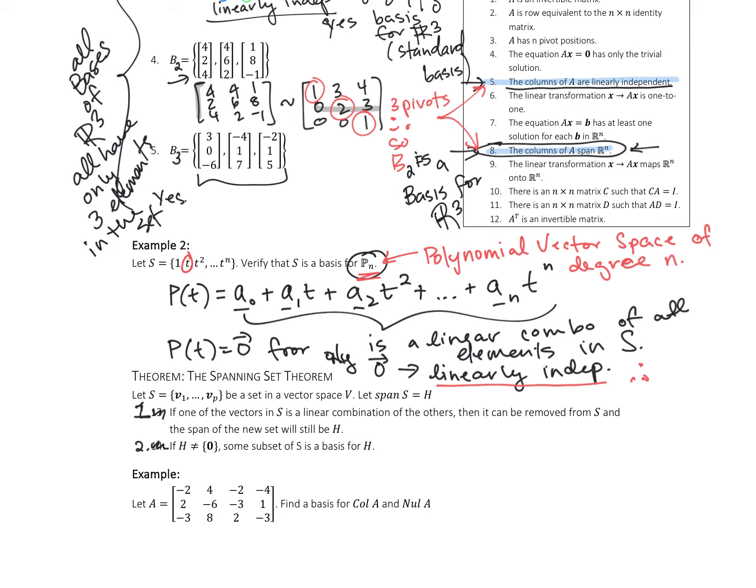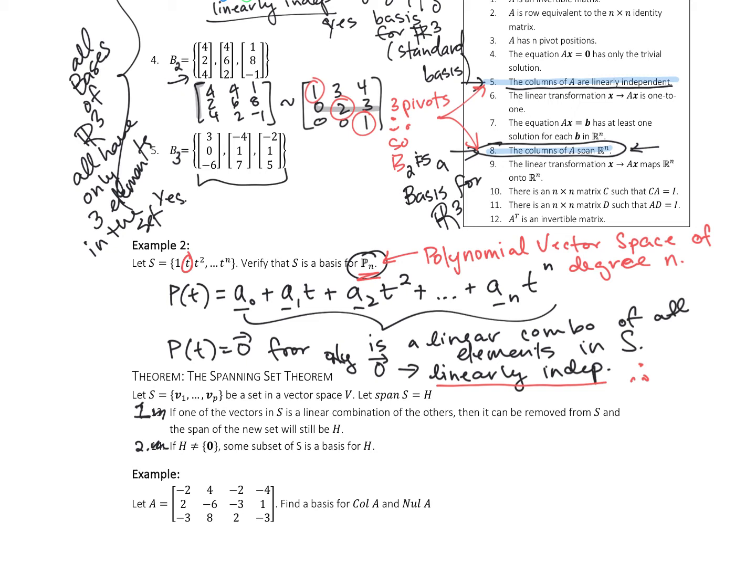So we're going to let S be some set of vectors that are in our vector space V. We're going to let our span of S equal H. If one of the vectors in S is a linear combination of the others, we can take that thing out, and the span of the new set will still be H. Right? So think about this. If one of those is a linear combination of the others, then it doesn't change the span to take that out. So this idea of span, I think we need to expand a little bit about that.